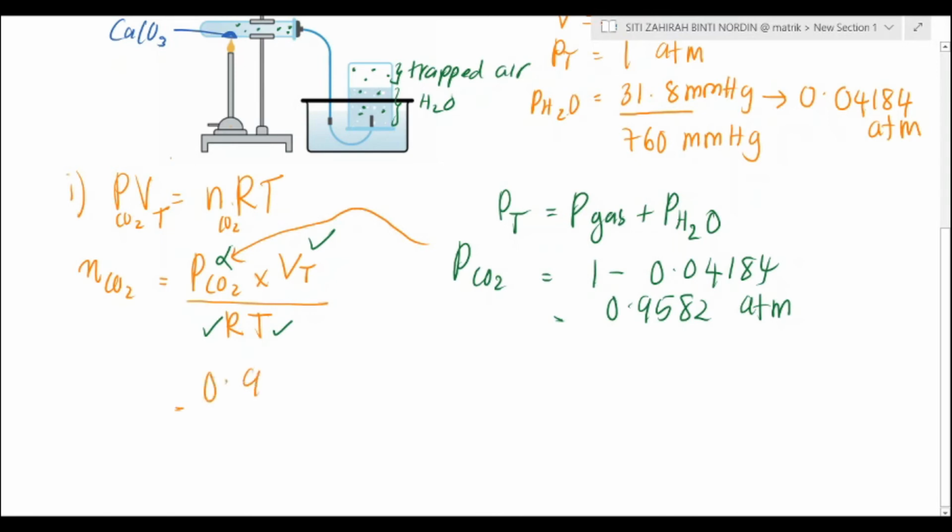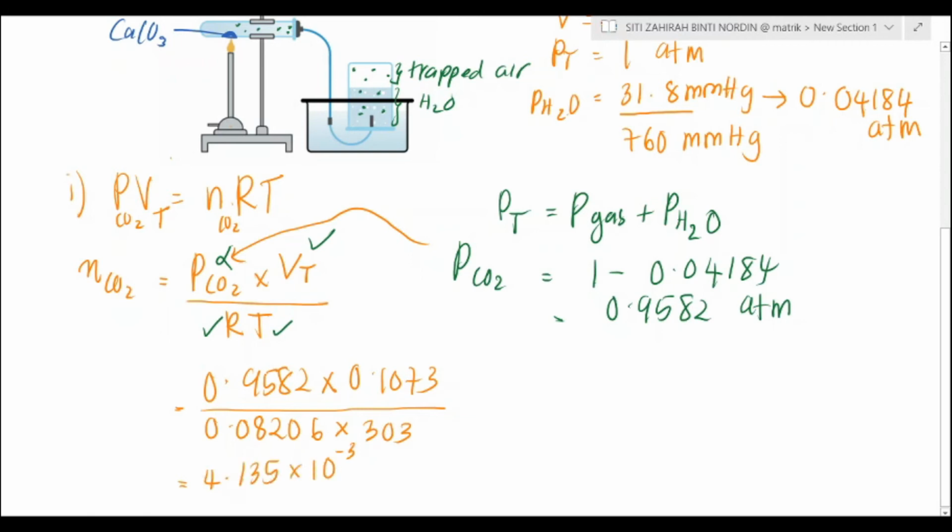So 0.9582 times the volume total, which would be 0.1073, divided by 0.08206 times 303. So that would be 4.135 times 10 to the power of minus 3 mole. So your mole of CO2 is this.